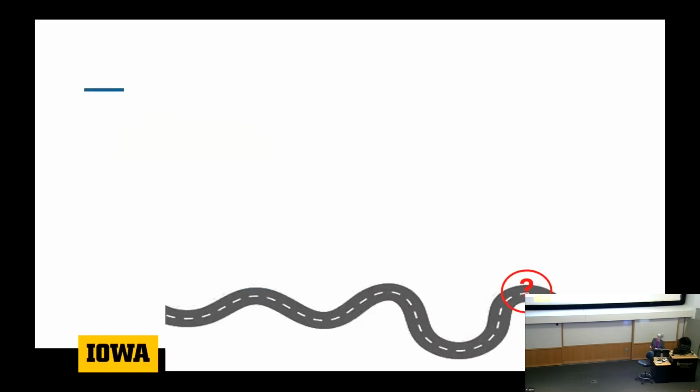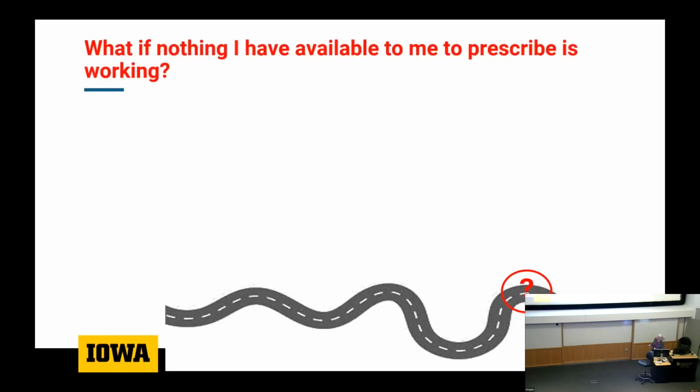So this is my last bump in the road. Basically, what if everything that I'm trying, that I can prescribe for you, is not working? What is your nephrologist supposed to do about that? Well, should I encourage a clinical trial?